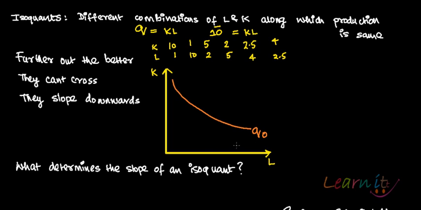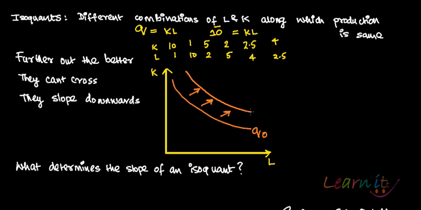Say, for example, Q naught. So all the combinations on this curve give you the same amount of output, Q naught. Well, the important property is, of course, that further out is better. In the case of isoquants, the preference direction is northeast.